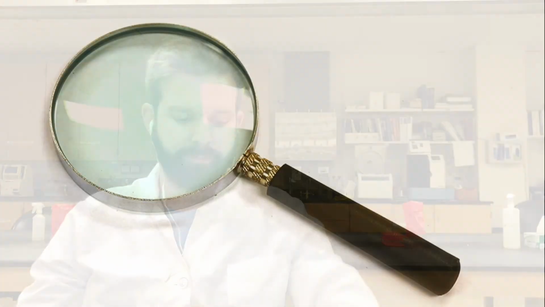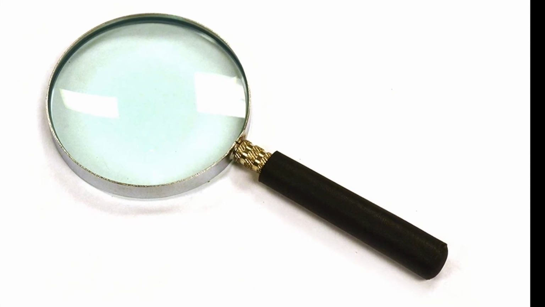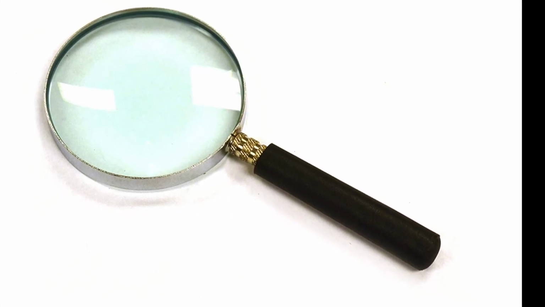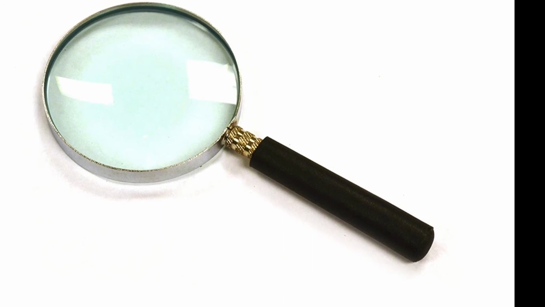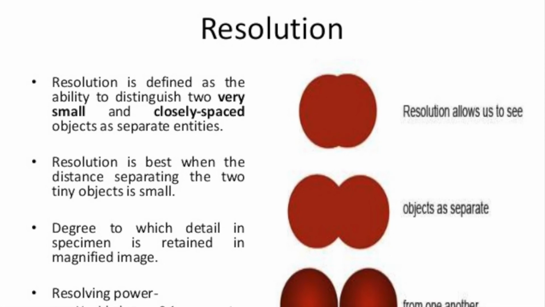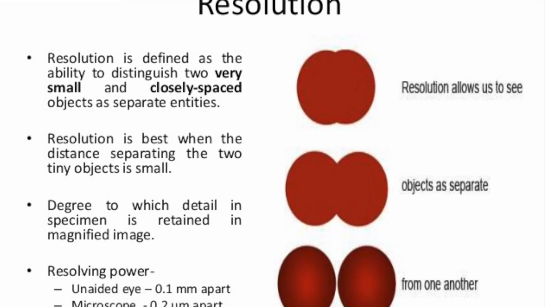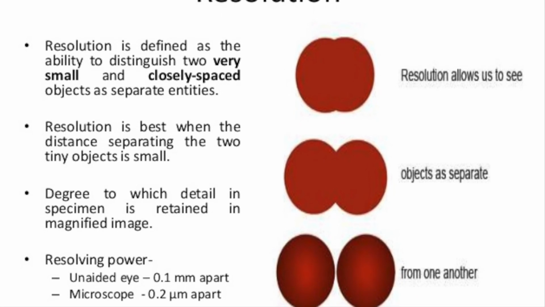Let's go. A few terms to think about when we are looking at the microscope. The first one is magnification, or simply making an object appear larger. The next one is resolution. So resolution is the ability to distinguish two very small, very closely spaced objects as separate entities.